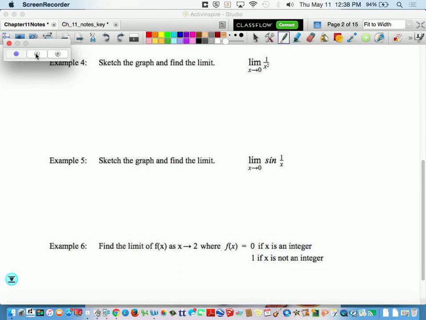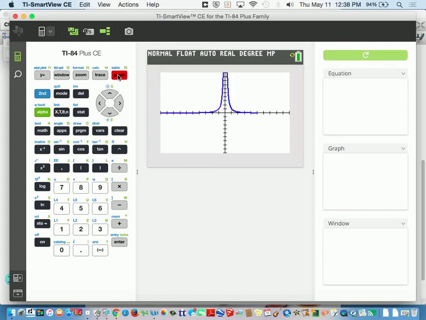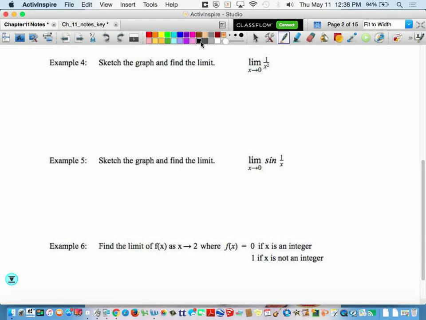Alright, so if they say sketch and graph and find the limit, so they want us to look at y equals 1 divided by x squared. So you can sketch that graph. There is no limit. How do you know to graph it like that? Because I showed you on the calculator. You gotta pick a few points.